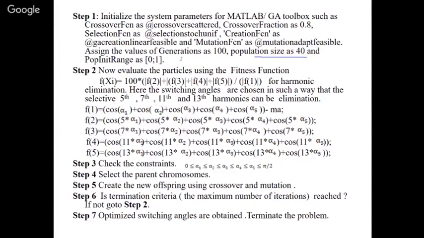And generation I set to 100, that is, we are iterating 100 times. And the population range was 0 and 1. Crossover, selection, everything that is in MATLAB, here we used scattered crossover. So different parameters you can define.